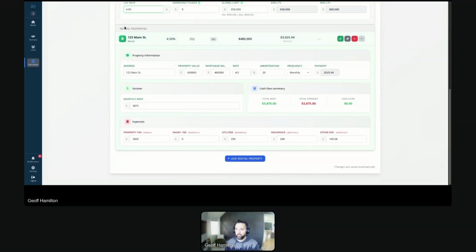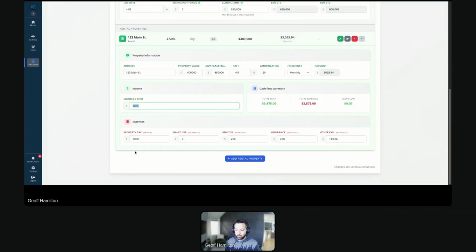Okay, so this is our rental property information. On a rental property, which I've named just 123 Main Street, we're going to assume a property value of $600,000, mortgage balance of $480,000, a rate of 4.5, and a 20-year amortization, which gives us a monthly payment of $3,025.94. Now, on this property, we're just going to say that we have a monthly rent that we collect of $3,875.